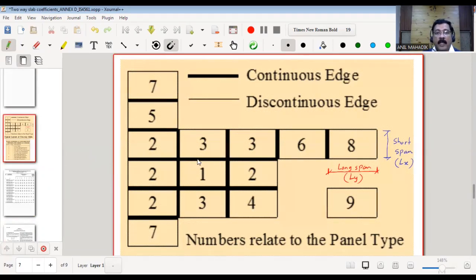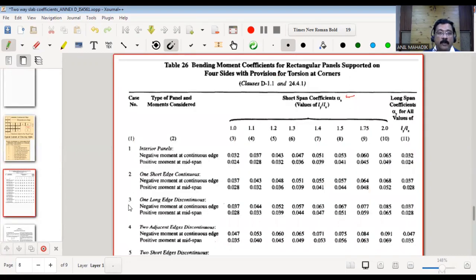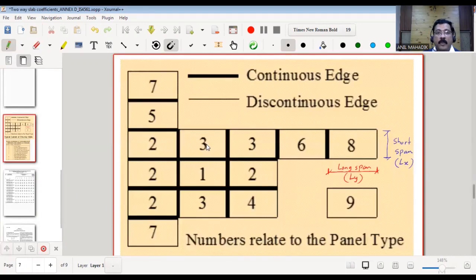Now this dark, thick bold line is a continuous edge, and this thin line is a discontinuous edge. Now look at this picture. There are cases 1, 2, 3, 4, 5. Let's say this is the third case. In this case, this is the short edge, the short span, and this is the long span. The short edge is continuous because to the right there is a slab. This short edge is also continuous because to the left there is a slab. Then this is also continuous because on this side there is a slab. On this side there is no slab, therefore it is a discontinuous edge.